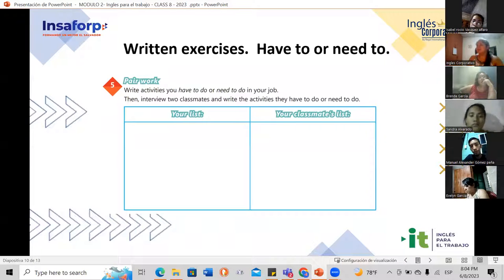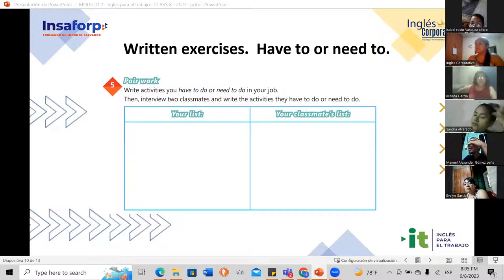Okay, I'm going to make rooms. Voy a hacer salas de tres para que usted entreviste a dos compañeros, okay, about what you have to do or you need to do in your job. Y les voy a dar 10 minutos o 15 minutos máximo para que usted entreviste a su compañero de dos cosas cada uno que tiene que hacer, dos o más. And then you're going to report, me van a decir what you have to do and what your classmates have to do. Yes? ¿Preguntas? Do you have questions?